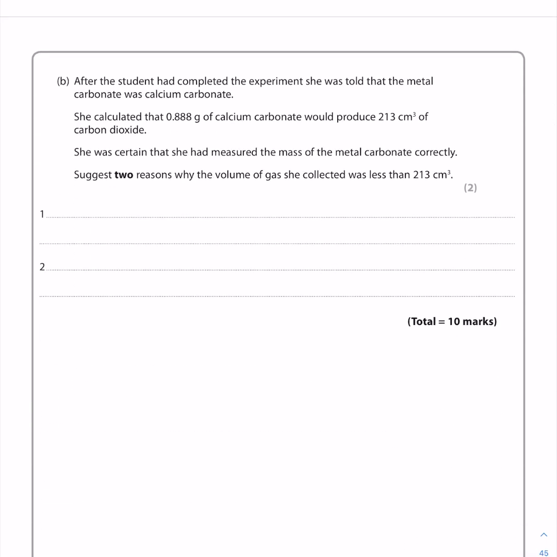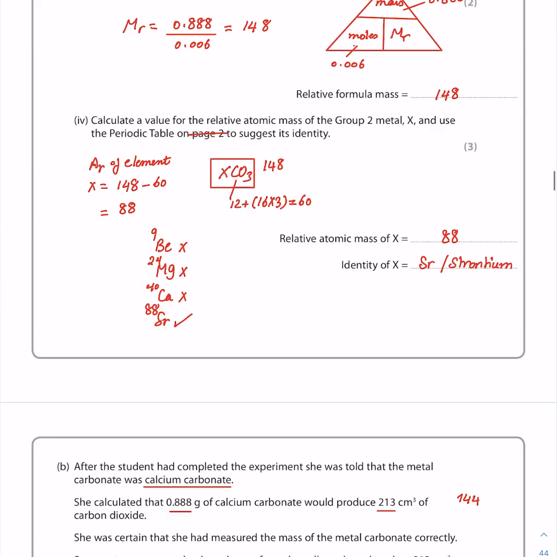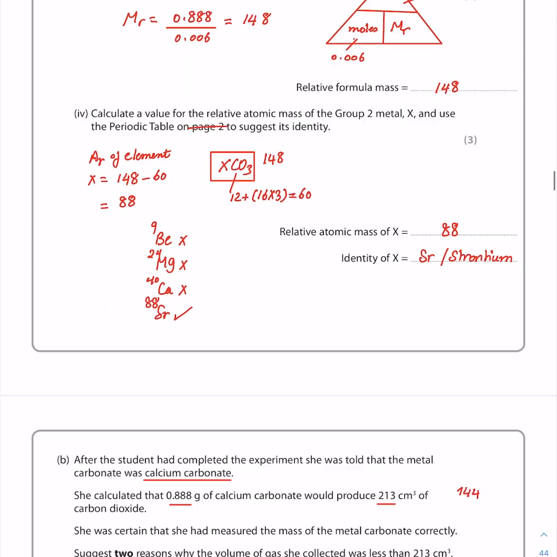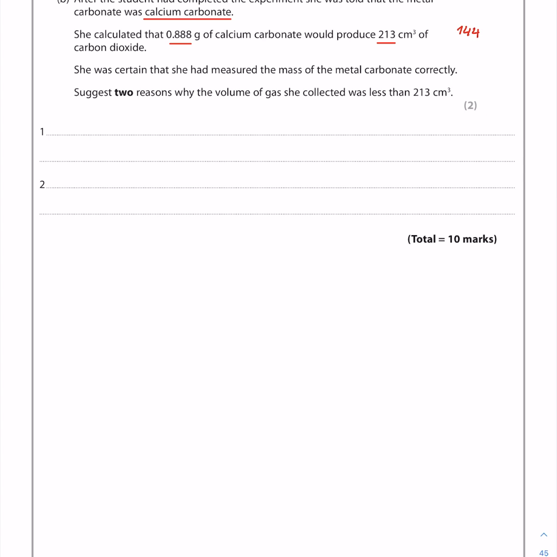After the student has completed the experiment she was told that the metal carbonate was calcium carbonate. يعني المفروض كان يطلع calcium carbonate مش strontium carbonate. She calculated that 0.888 gram of calcium carbonate would produce 213 cubic centimeter of carbon dioxide. مع ان احنا مطلعين كام؟ 144 في التجربة. يعني هم مطلعين في التجربة ان الكربون دايوكسيد الفوليوم بتاعته 144 مش 213. She was certain that she had measured the mass of the metal carbonate correctly. Suggest two reasons why the volume of the gas she collected was less than 213 cubic centimeter.